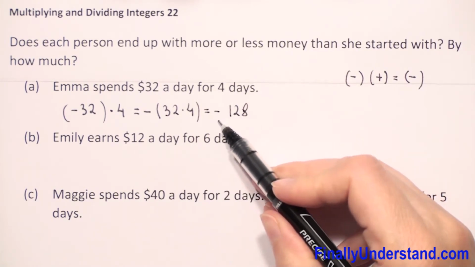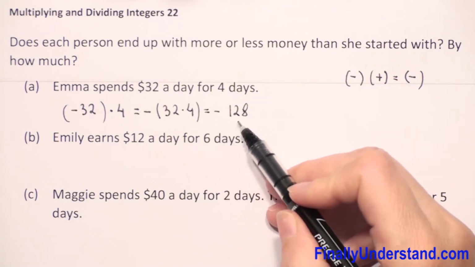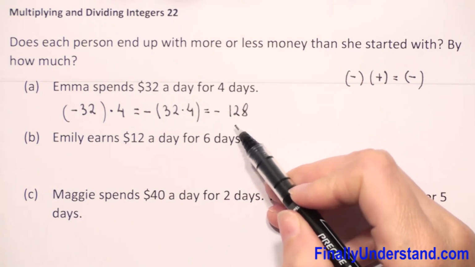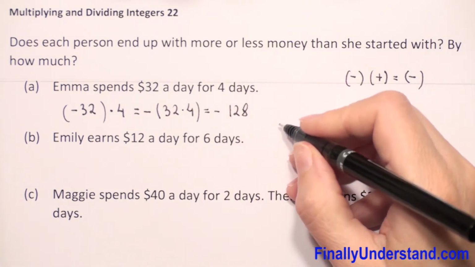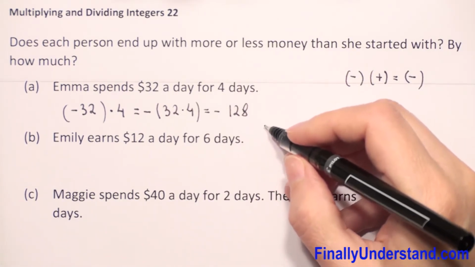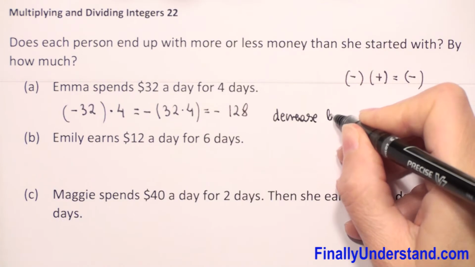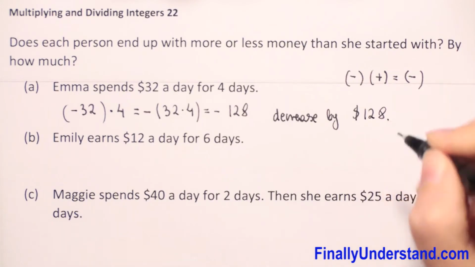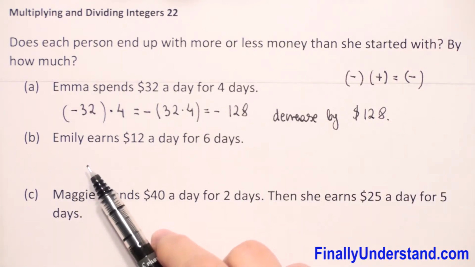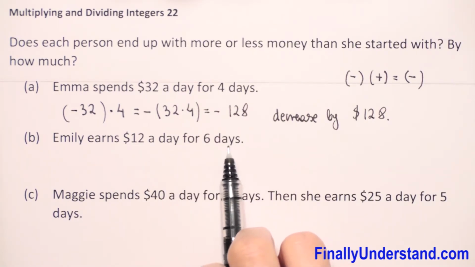Because we got a negative answer, it means that her amount decreased by $128. She has less money now. So we can write that her amount decreased by $128.